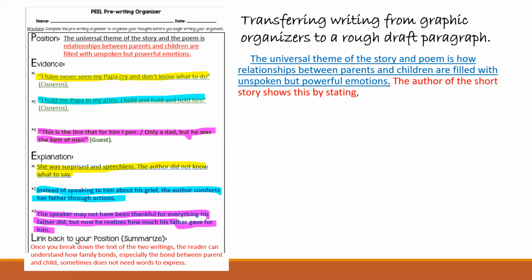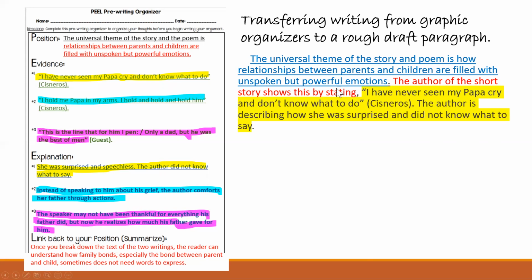Or our first evidence from the text. And then we have this: "I have never seen my papa cry and don't know what to do." And then I have my citation. Again, with your citation, the period comes after the citation that's in parentheses. All right. Now there's a Cisneros here because I did not name the author of the short story here. You can do that either way.